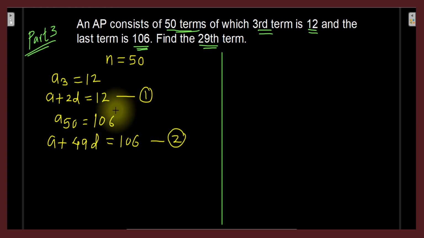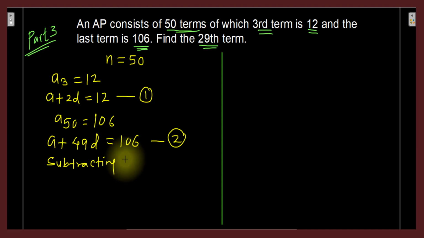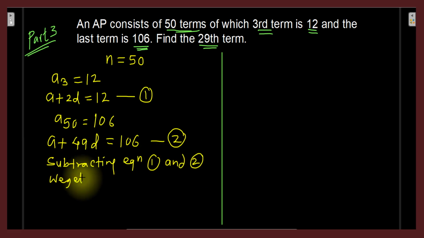And now here we are getting two equations, and we solve these two equations simultaneously, because these are linear equations in two variables. If you subtract equation number 1 and equation number 2, then the signs will change and A and A will get eliminated, and you will get a linear equation in one variable, and you will be able to find the value of D. So here, subtracting equation 1 and 2, what do we get?